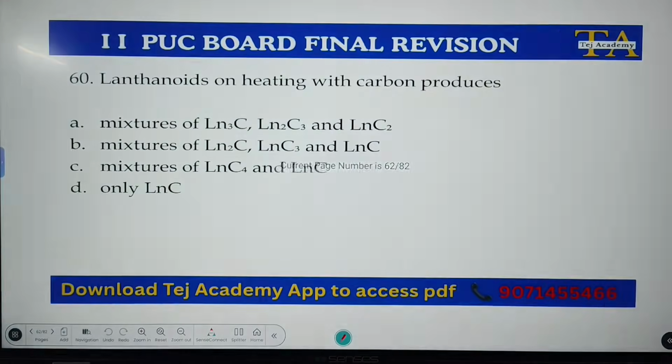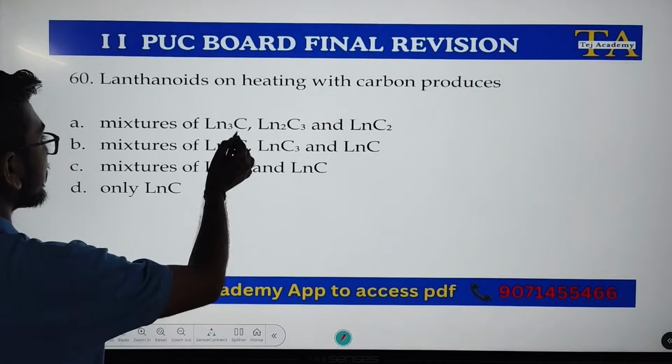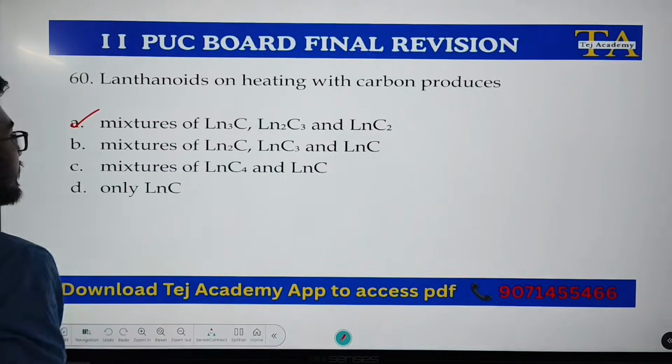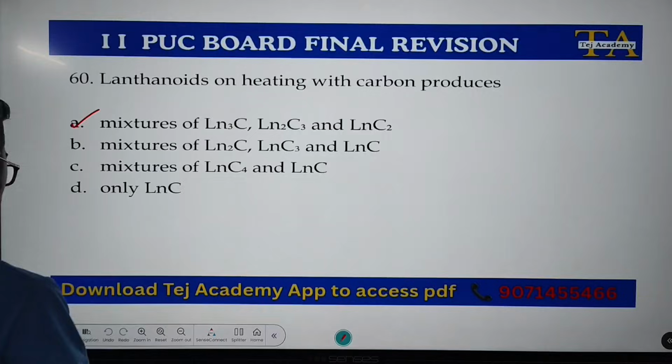60. Lanthanides on heating with carbon produce, so these are chemical properties of lanthanides, a mixture of Ln3C, Ln2C3 and LnC2. Option A is the right answer.